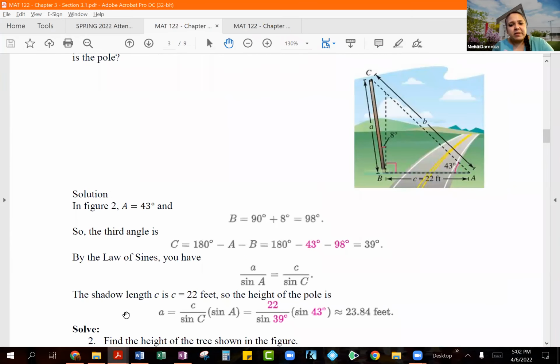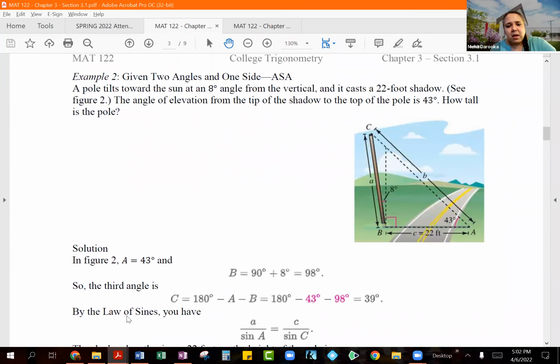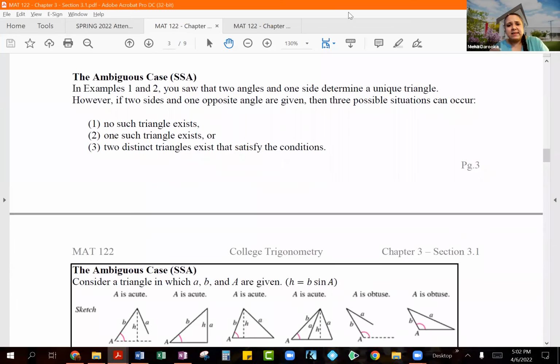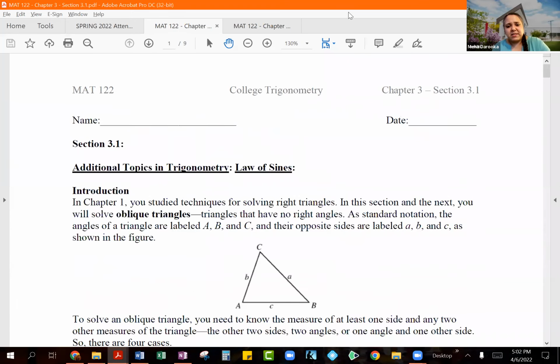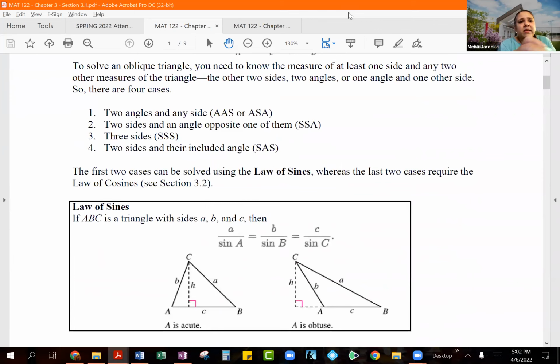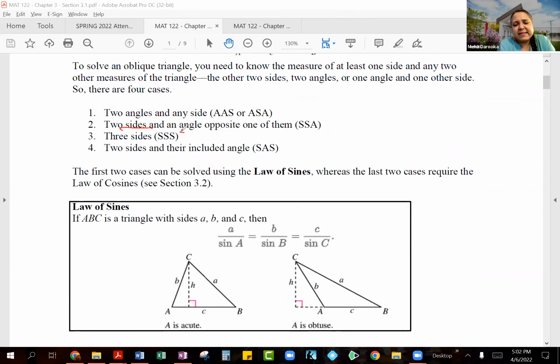Now for the next one, this is the second case. So this is where we are given 2 sides and an angle opposite of them.